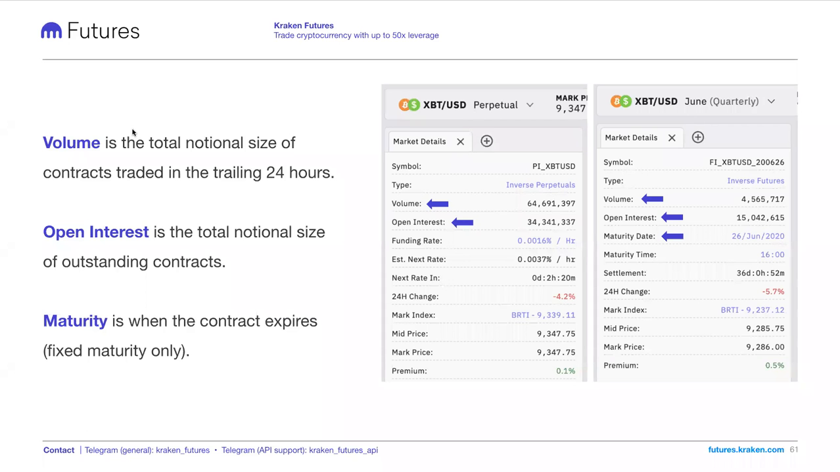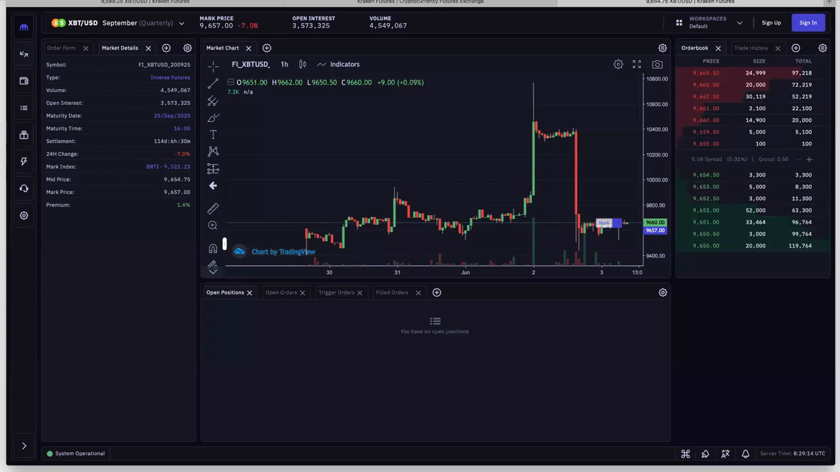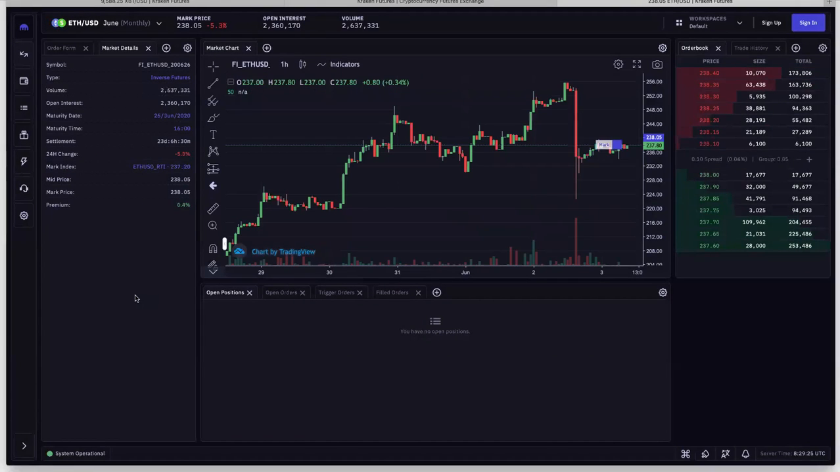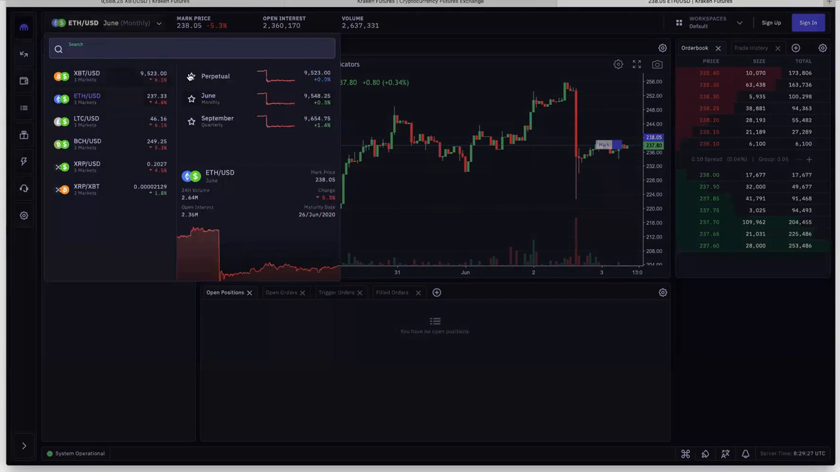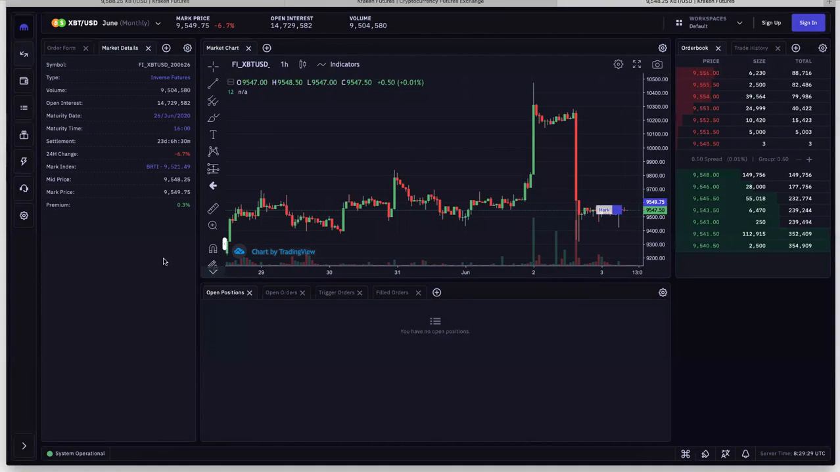So, Kevin, the September contract was launched last week, but if you look at the monthly, which was the previous quarterly, that will have a much bigger open interest. That's ETH. Sorry, that's ETH. So that's still got 14 million.